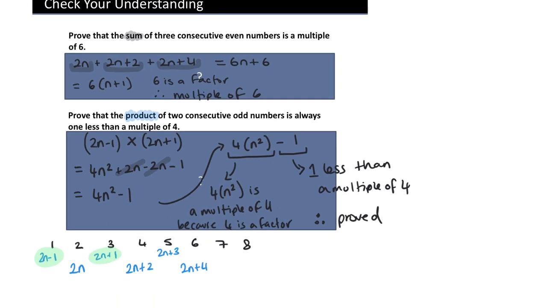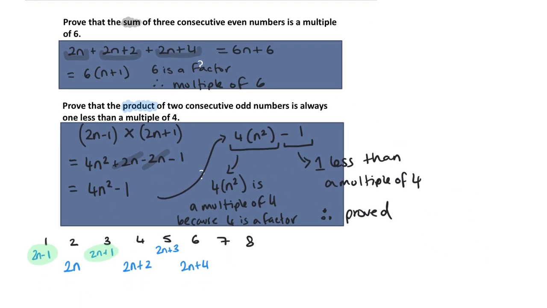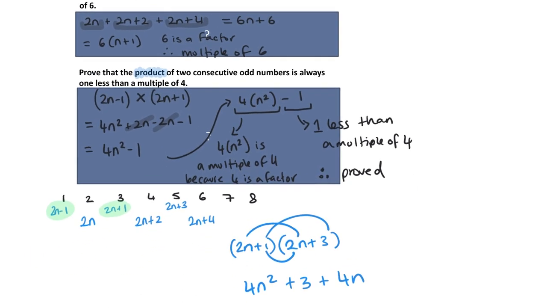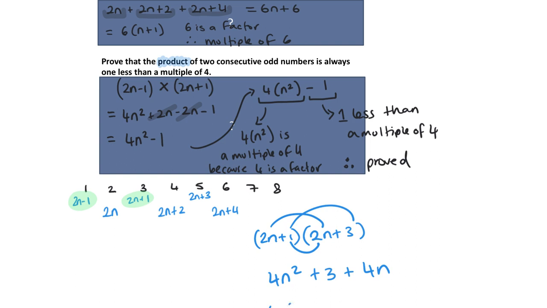So someone just said they used 2n plus 1 and 2n plus 3. So if we quickly do that, I'm going to have 2n plus 1, 2n plus 3. So I'm going to get 4n squared plus 3 plus 4n. So 4n squared plus 4n plus 3. And it's 1 less than a multiple of 4.